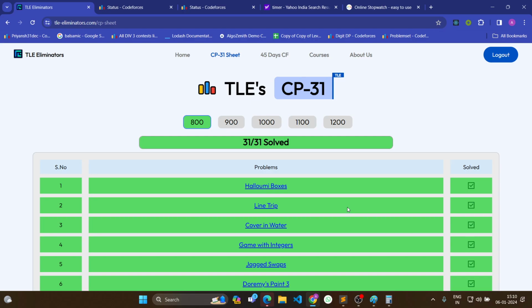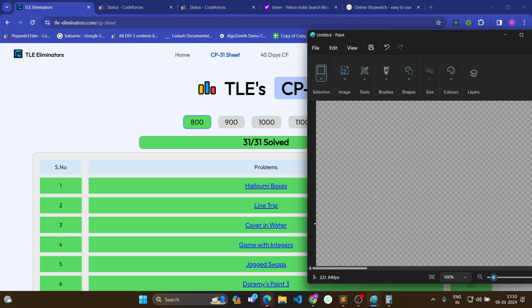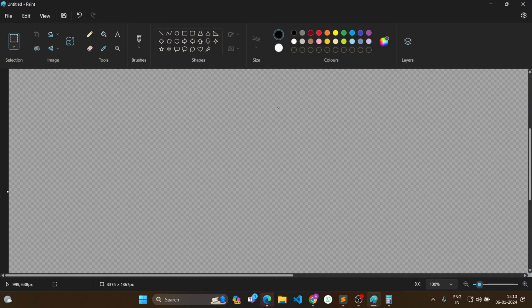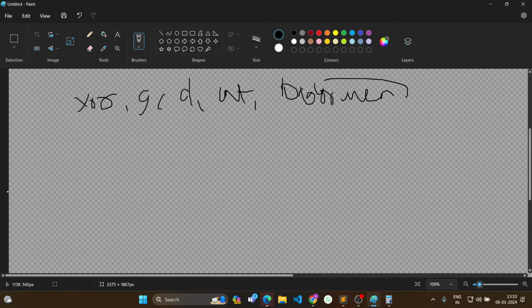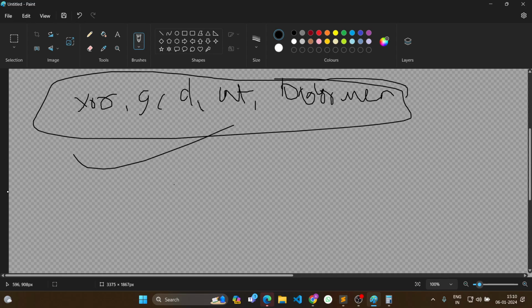It must be direct. Like in maths, in all the things that I have done for 800s, three things were very common. I found XOR, GCD, and counting, and then odd or even. That's it. This is everything that is covered in 800 level problems like Div 2 A.